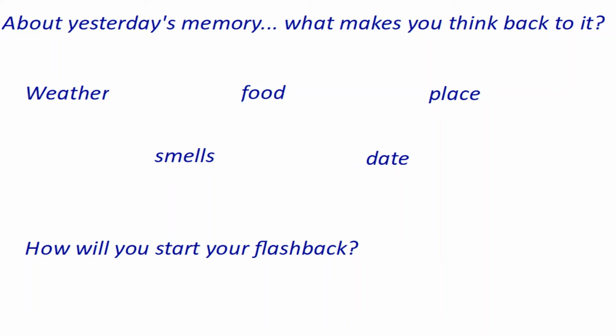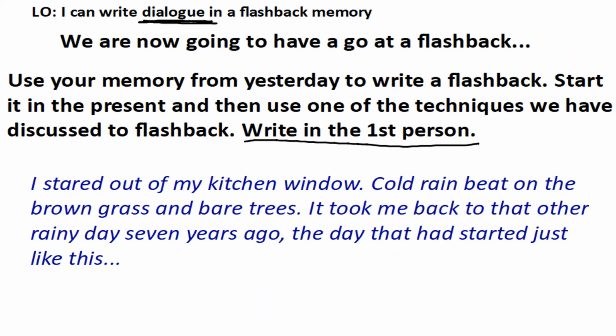So I'm going to think about yesterday's memory, and we're going to think about what's going to go on. We're going to write a dialogue in a flashback memory, and we're going to have a go at our flashback. So you're going to use your memory from yesterday to write a flashback. Start it in the present and then use one of the techniques we've discussed to flashback. Write it in the first person. So for mine, for example, it could be: I stared out of my kitchen window.